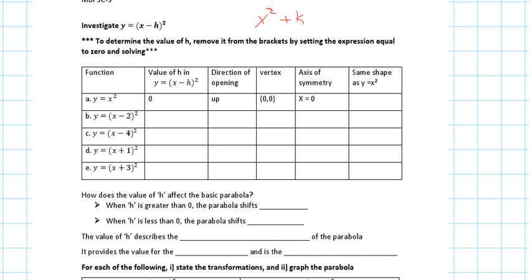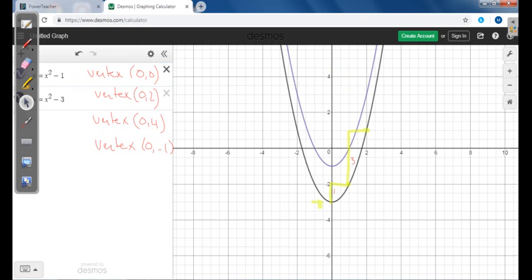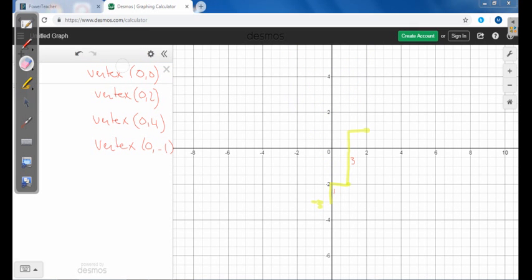So we're going to, as we did earlier, do the same thing with Desmos. We're going to graph the different kinds of functions that we have here to see what kind of transformation we have. And as usual, we always compare to the parent function y equals x squared. So here's my original function, y equals x squared.